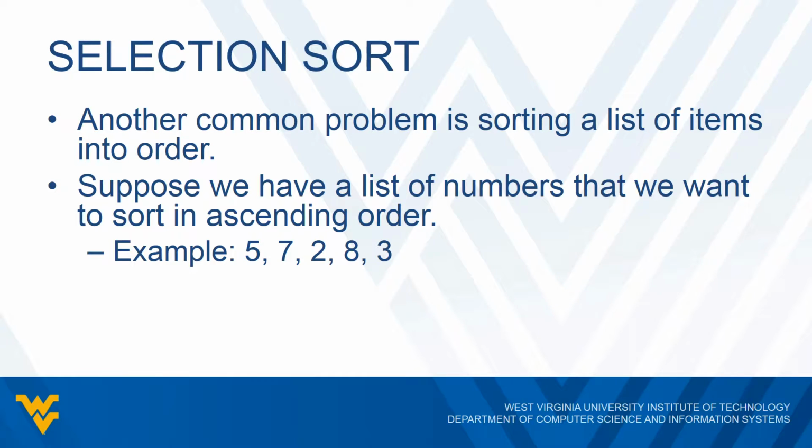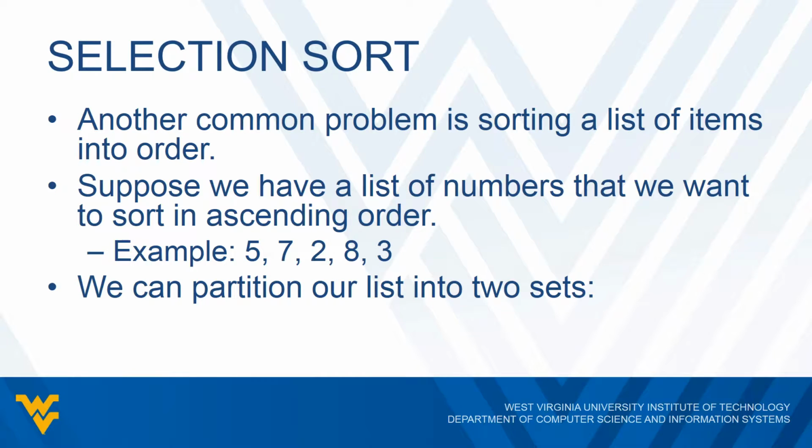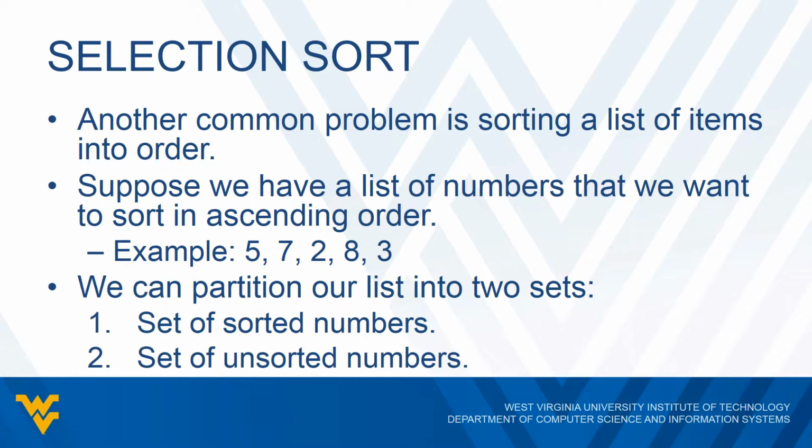So how do we go about sorting it? Well, we can take our set and partition it into two different sets. So we take our list, partition it into two different sets. One set would be the set of numbers that are already sorted, and then we'll have a second partition or a second set of numbers that are currently not sorted.